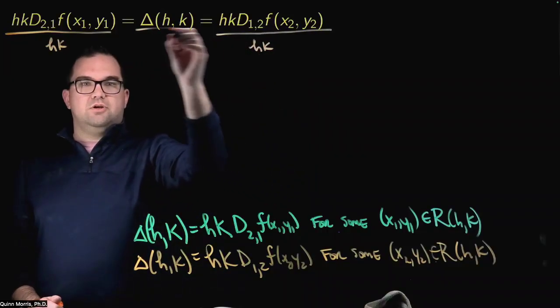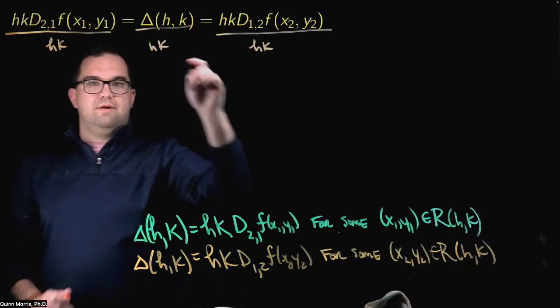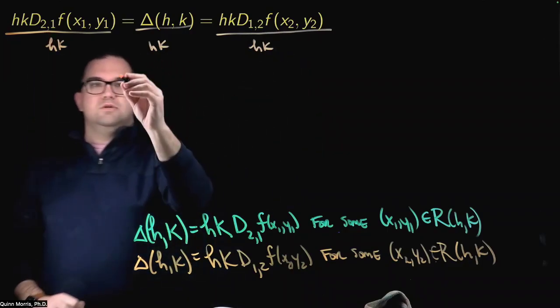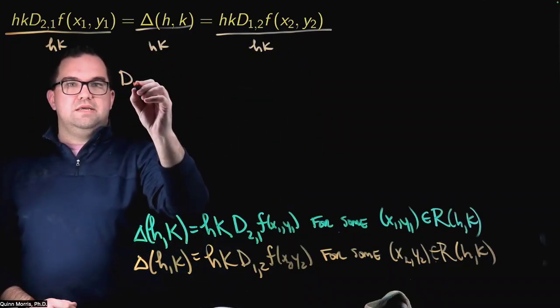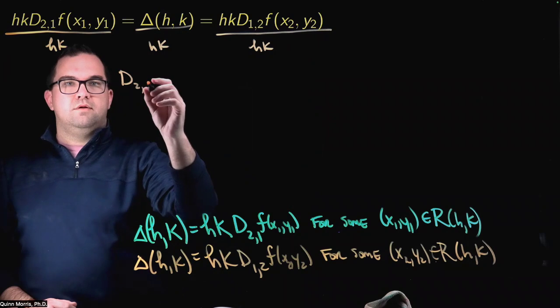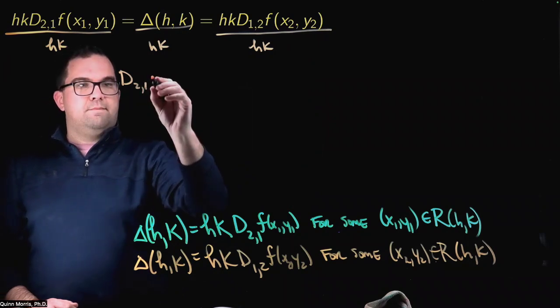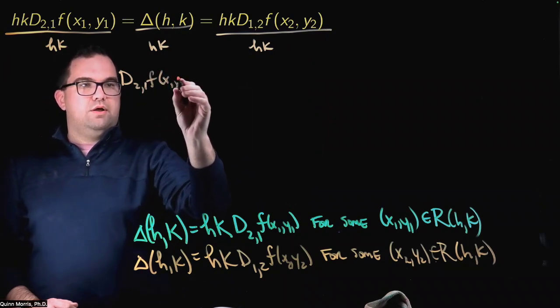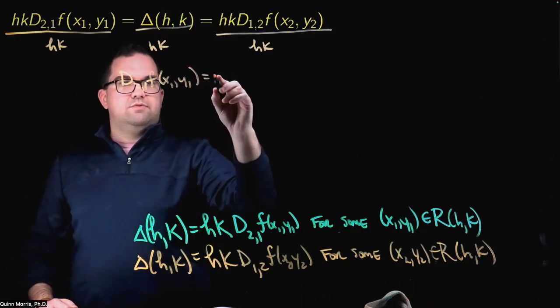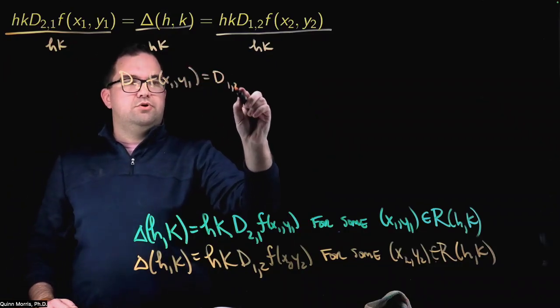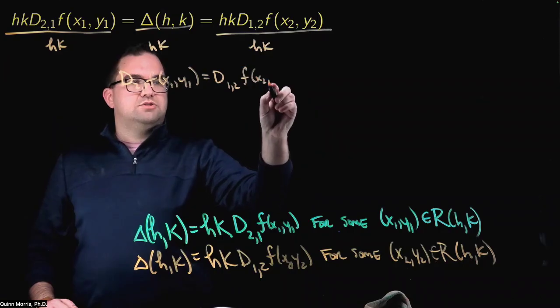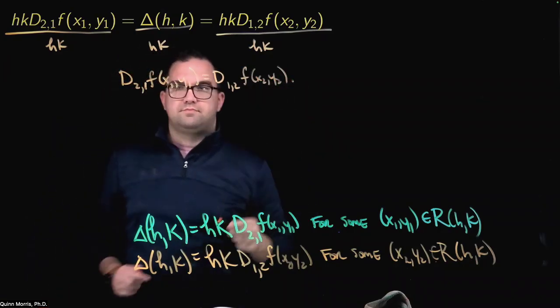Technically, I should also divide this middle piece by HK, but I'm really just looking at these two things. So I really have D21 f of x1, y1 is equal to D12 f of x2, y2.